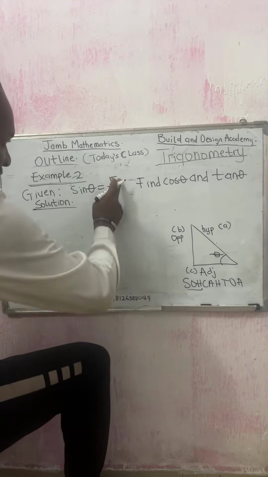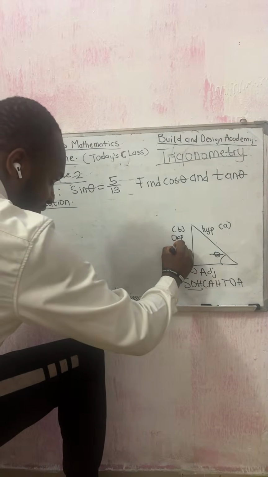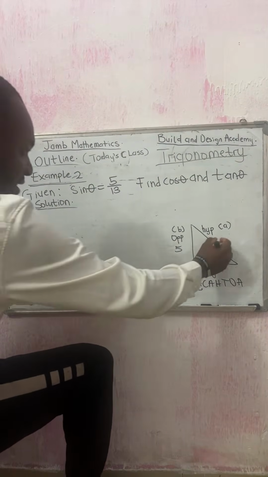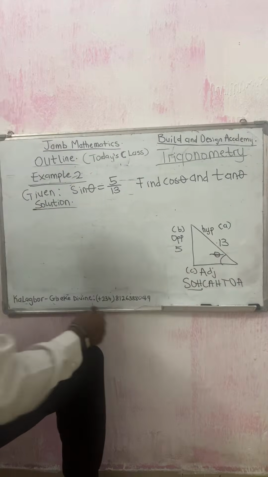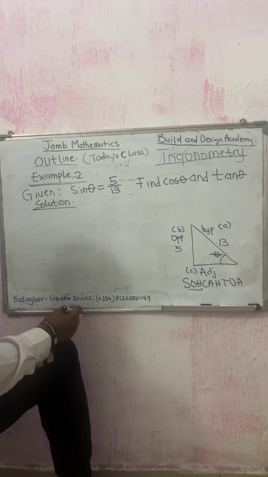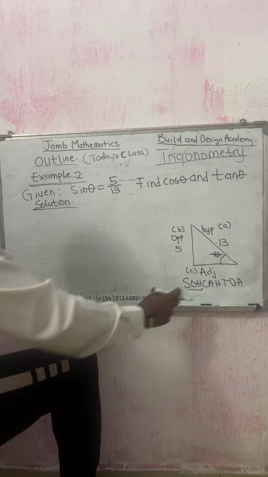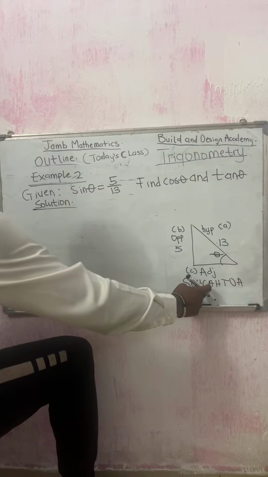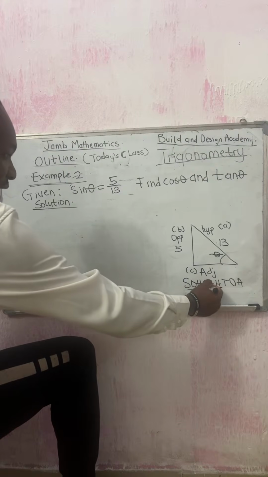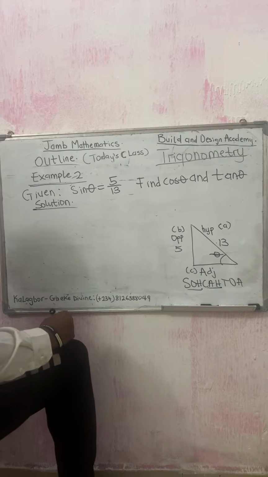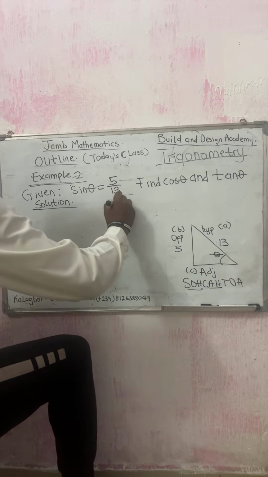So we have opposite as 5, so we'll write it here. And we have hypotenuse as 13. We'll write it here. So now what we don't have is our what? Adjacent. And we need our adjacent to find cos theta. Because cos theta, which is CAH, is what? Adjacent over what? Hypotenuse. So now we'll go back to our Pythagoras rule.